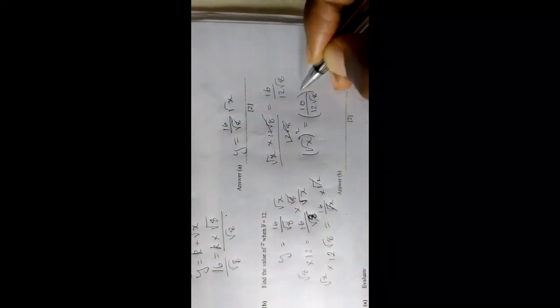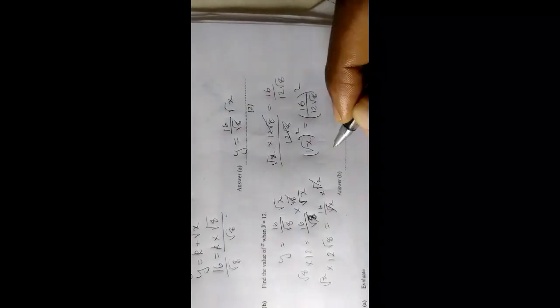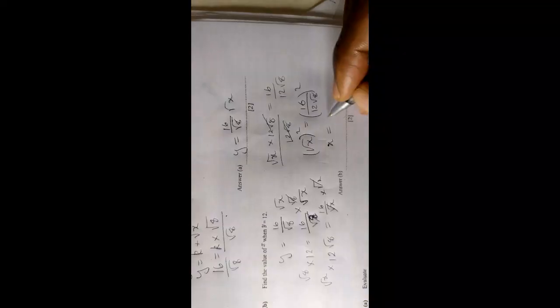And we're going to square both sides in order to get x. So if we square and simplify, we are going to get our x being equal to 4.5.